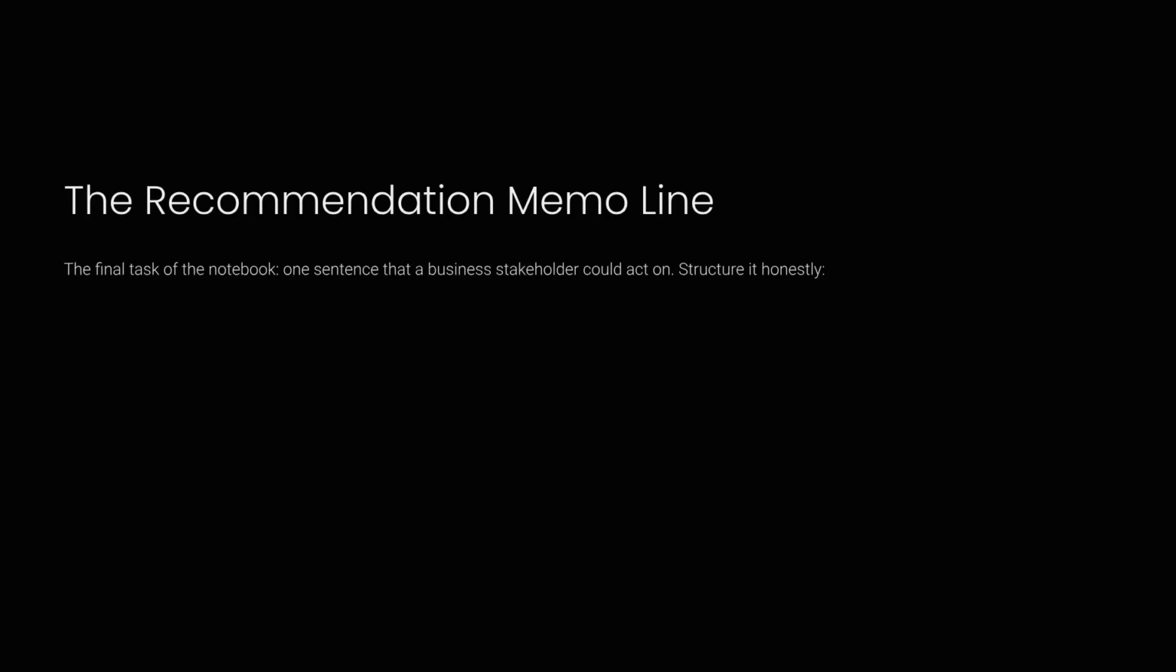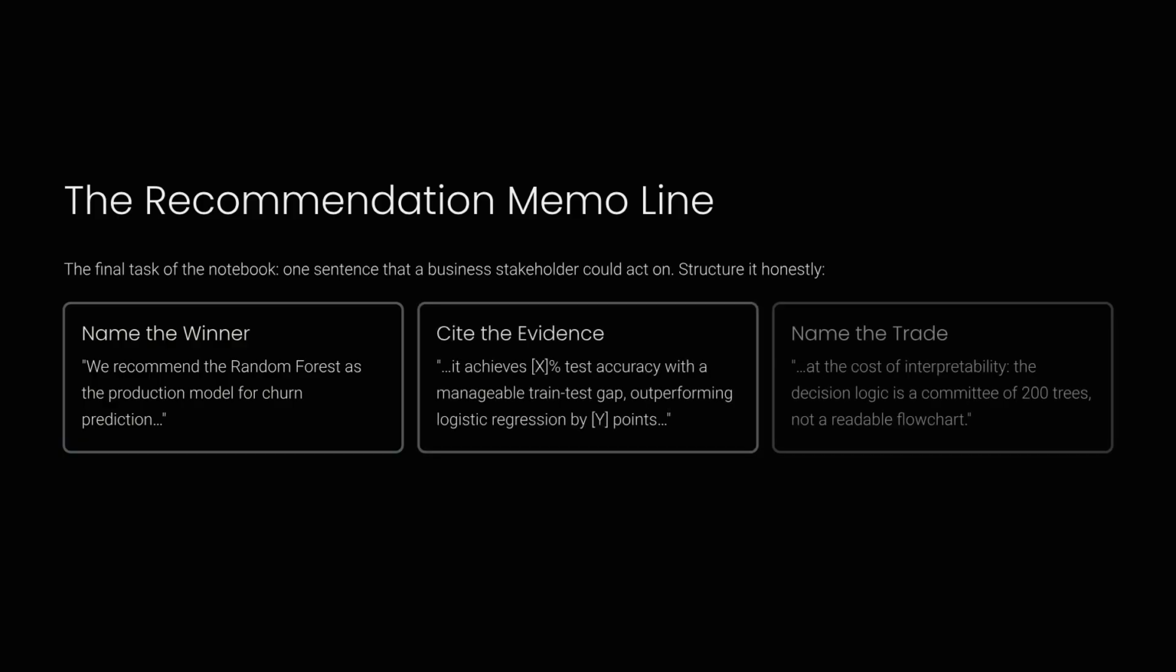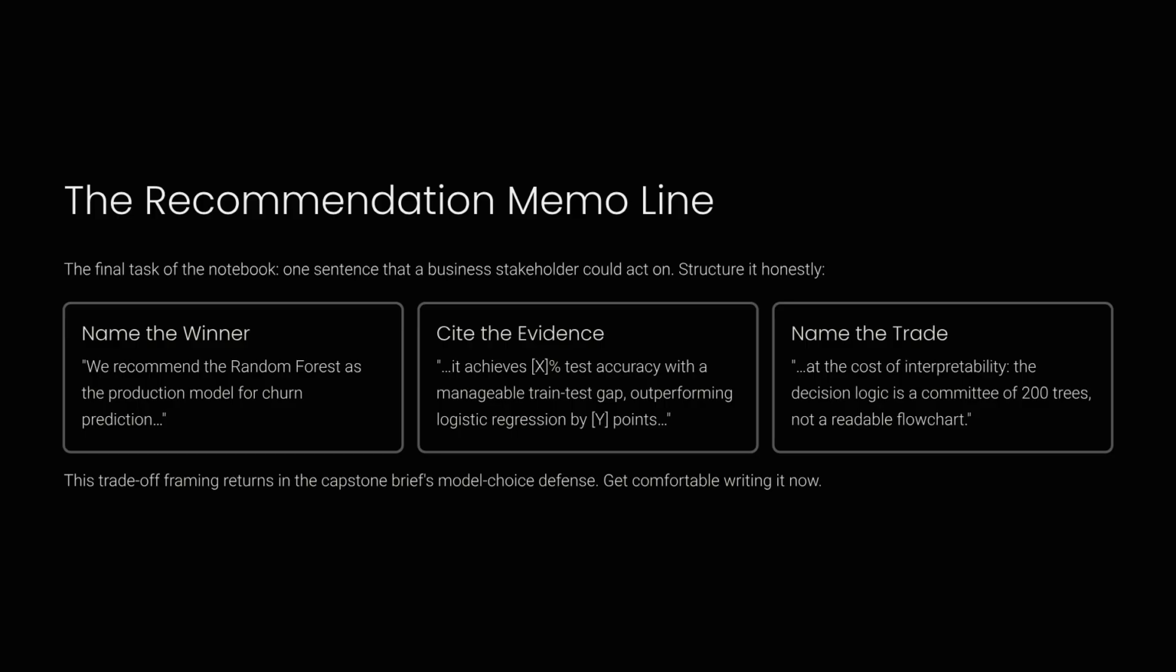The final task is a recommendation memo. You need to structure it honestly. Name your chosen model, cite the evidence from your test scores, and acknowledge the trade-off. It's about being clear and transparent with your stakeholders.